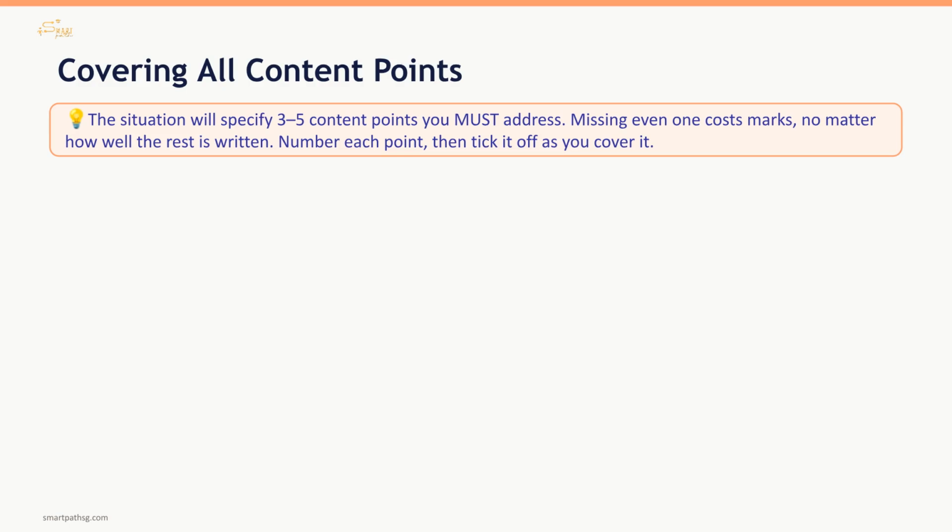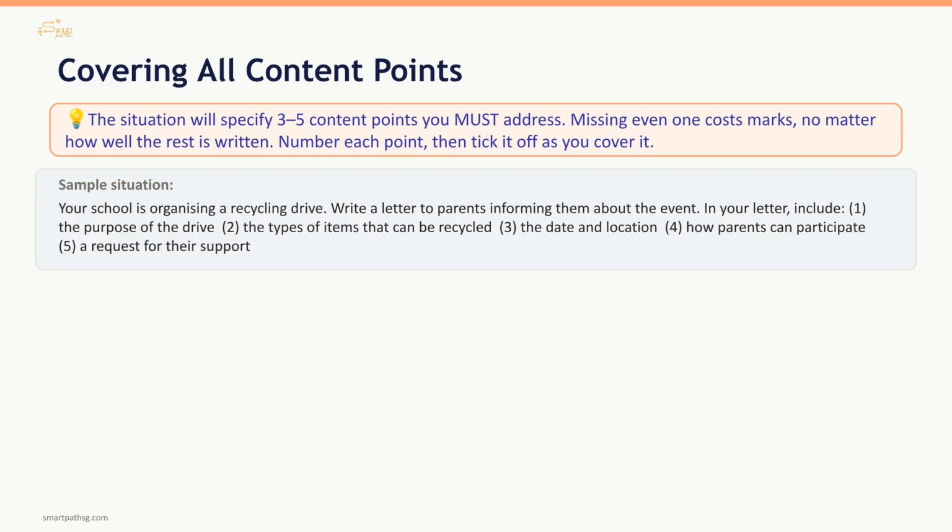The third, and arguably most critical area of situational writing is covering all content points. The exam will specify between 3 and 5 content points that you must address. Missing even a single one of these points will cost you marks, regardless of how beautifully the rest of your letter or report is written. A simple strategy is to number each required point, and then tick it off as you cover it in your draft. Let's look at a sample situation.